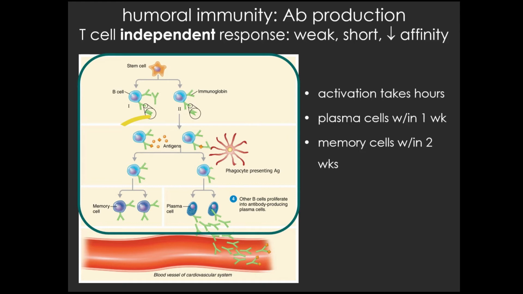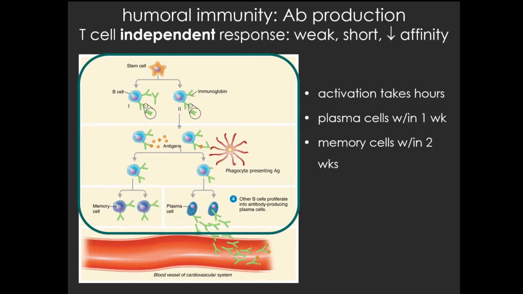And on the left-hand side, you see it activated independent of not only T cells, but independent of an antigen presenting cell. So that would be the case if this pathogen made it into the lymph node all by itself. On the right-hand side, you see a phagocyte presenting antigen to that naive B cell lymphocyte. Either way is considered T cell independent because nowhere on this diagram do we have a T cell.